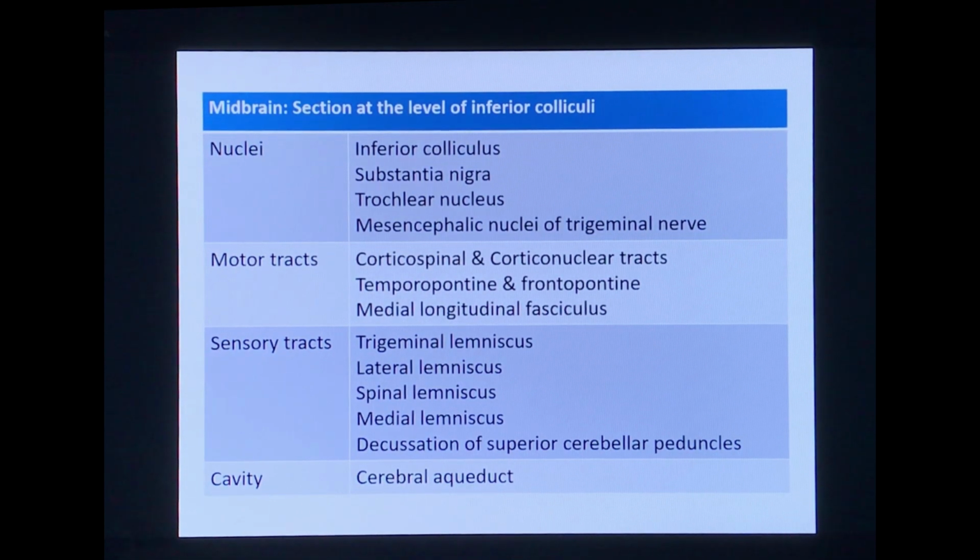Then there is substantia nigra. Then there is trochlear nucleus. So at this level you can see the trochlear, the 4th cranial nerve nucleus. Then mesencephalic nuclei of trigeminal nerve.